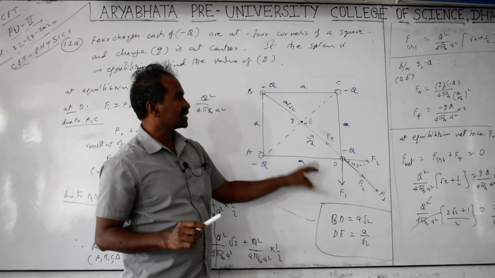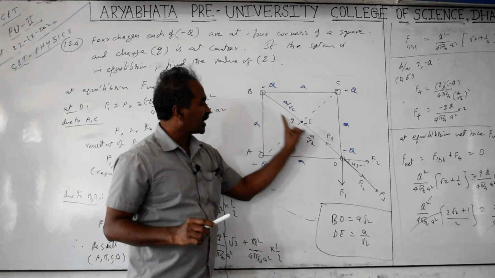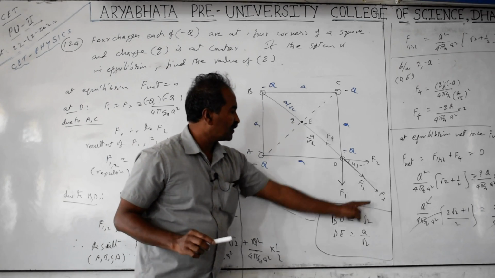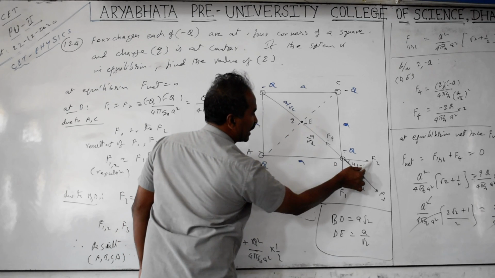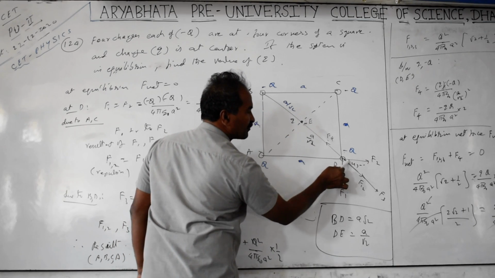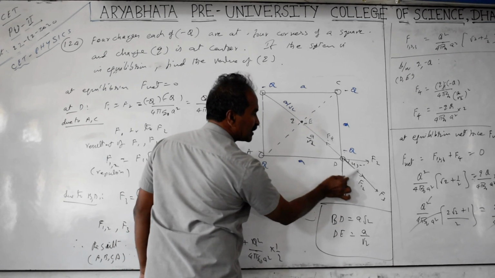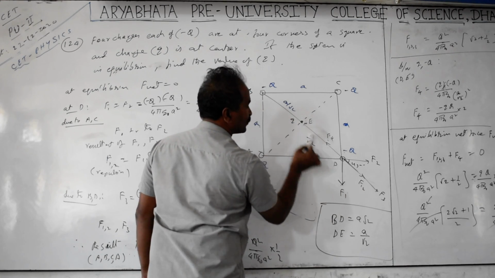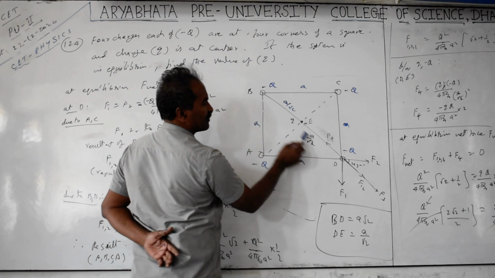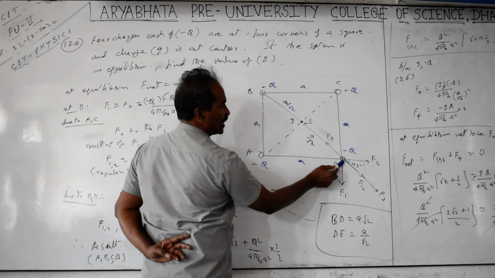A root 2 is the distance. So the force is taken as F3. What is F3? F3 is along the diagonal like this. And F1 and F2 are of equal magnitude, which means it makes 45 degrees, so along the line extension of the diagonal only you will get F12 and also F3, because of this B the force is F3. What is F3 equal to?